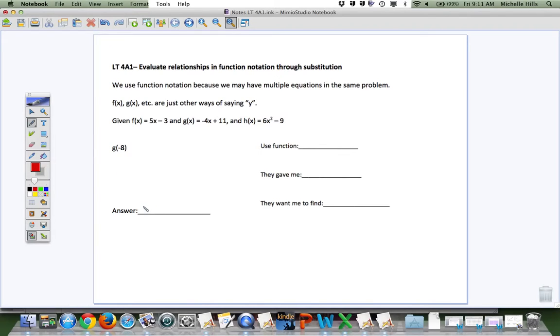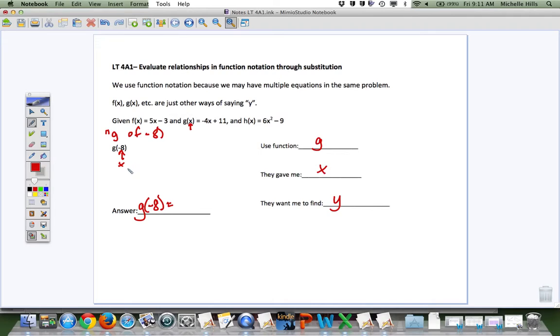So the first thing I'm going to do, my answer starts g of negative 8 equals. Notice the negative 8 is inside the parentheses. This is really important. The first thing I notice is the g. So I'm going to use function g, not function f and not function h. Because they gave me the thing that's inside the parentheses, notice inside the parentheses is x. So they gave me x, and they want me to find y.